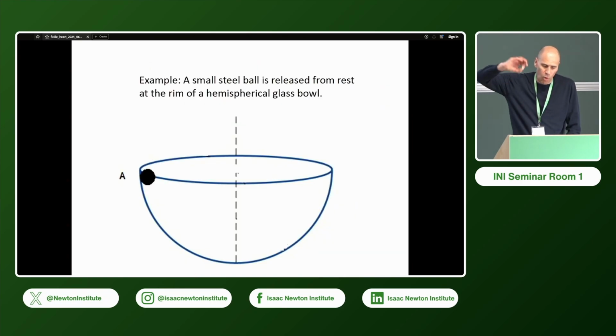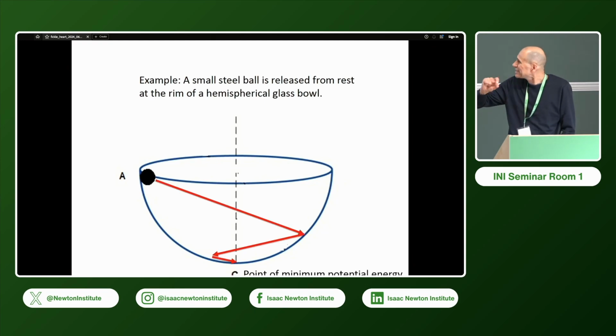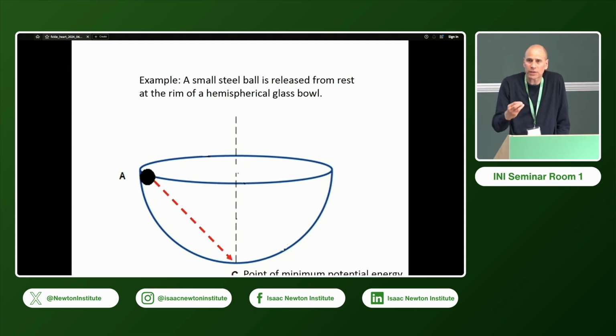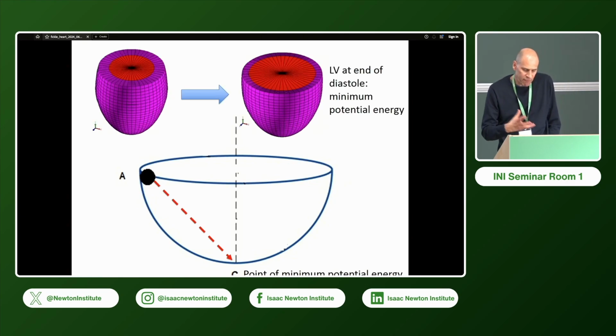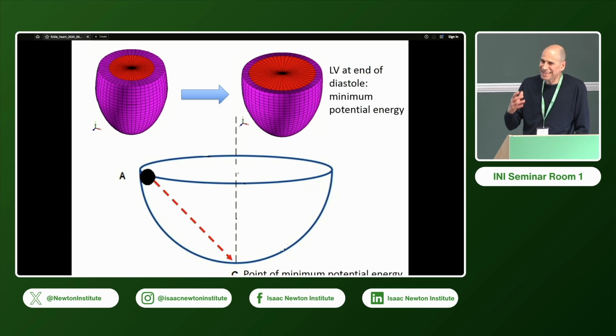So if you have a small ball on a hemispherical glass bowl and you release it from the current position, it will come to rest somewhere, and you don't need to know the exact trajectory. You know that it will come to rest at the minimum of the potential energy. And for the left ventricle, it's similar: we know that finally it will come to rest at late diastole at the minimal potential energy.